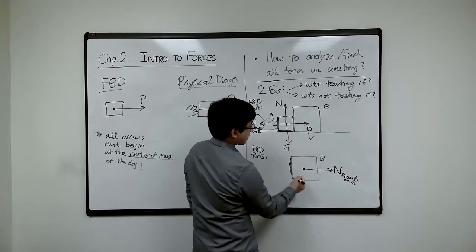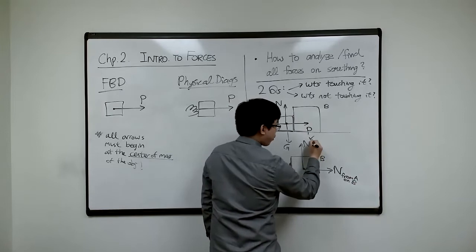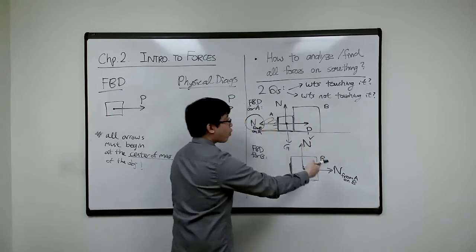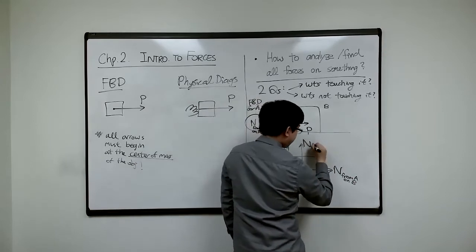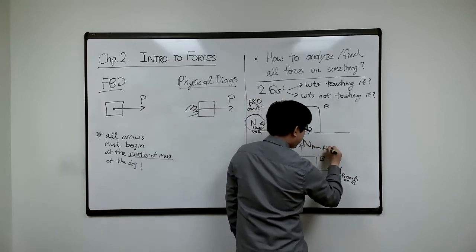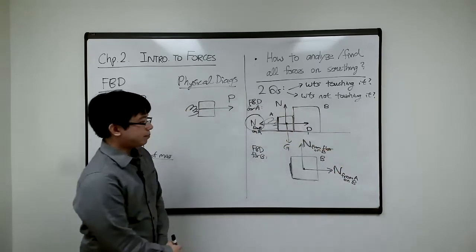And what else is touching it? Well, the floor is touching it. So you will also have a normal force, okay? Because we have a lot of different types of normal force. So let's clarify it. This is the normal force from the floor on B, okay?